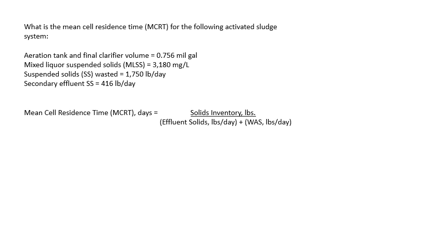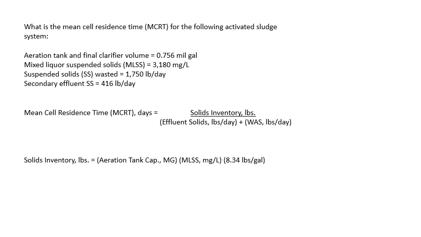As always, the mean cell residence time formula is the solids inventory in pounds divided by the effluent solids pounds per day plus the WAS pounds per day. So they've given you the effluent solids pounds per day and the wasted suspended solids pounds per day. So you're going to have to solve for the solids inventory. And remember, these are all pounds formulas, so we're going to be using the solids inventory pounds formula.